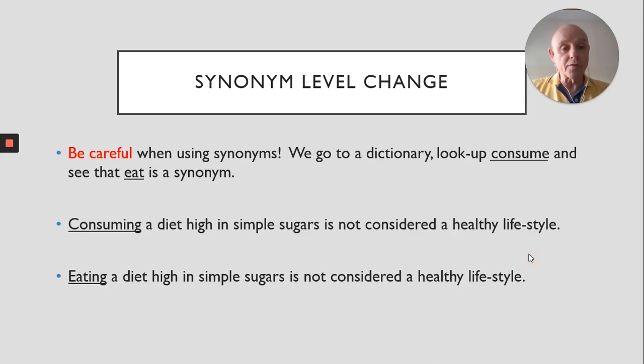You do have to be careful, though, when using synonyms. You can't simply go look up a word, find its synonyms, and slap it in there. It doesn't necessarily work. It's contextual. So, for example, here's what works. We go to a dictionary and we look up consume. Consuming a diet high in simple sugars. I find that eat is a synonym, so I substitute eat. Eating a diet high in simple sugars is not considered a healthy lifestyle. There we go. They both mean the same thing, and this works.